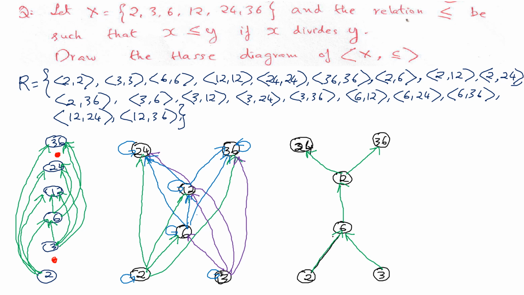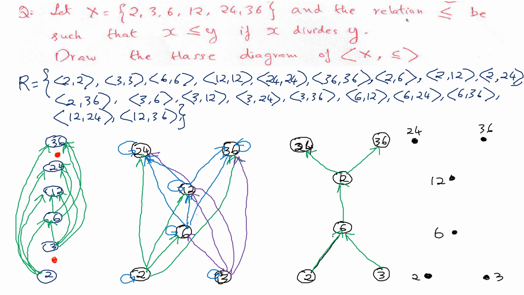Okay. Now the last step. What is the last step? Circles will be replaced by dots. This you write number. So this is 3. This is 6. This is 12, and here we have 24, and here we have 36. Now just connect them, that is solving the problem.